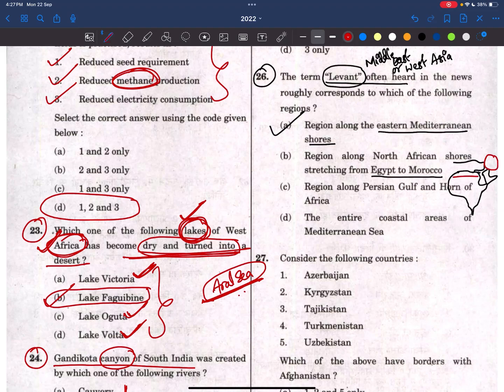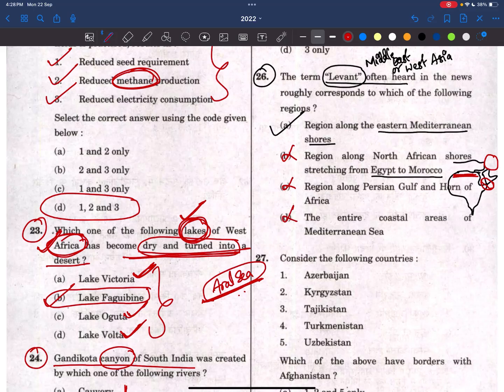Now what is it telling from Egypt to Morocco? This region is being described. No, so option B is wrong. Region along the Persian Gulf and Horn of Africa. See, he's telling this region, but no, not even this. The entire coastal areas of the Mediterranean Sea. No, not even this.